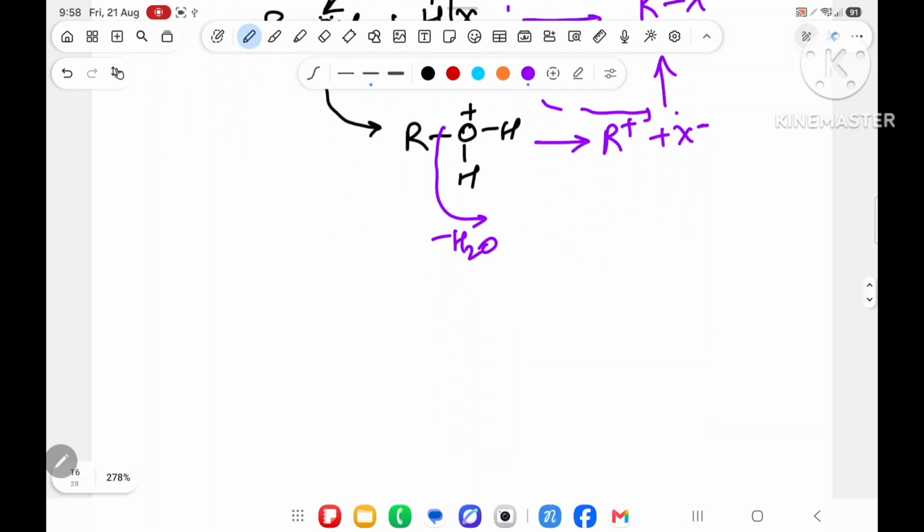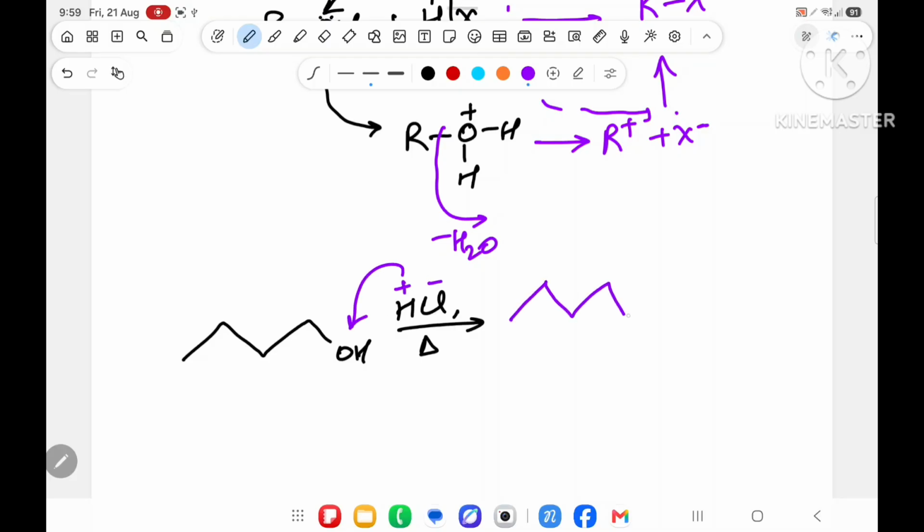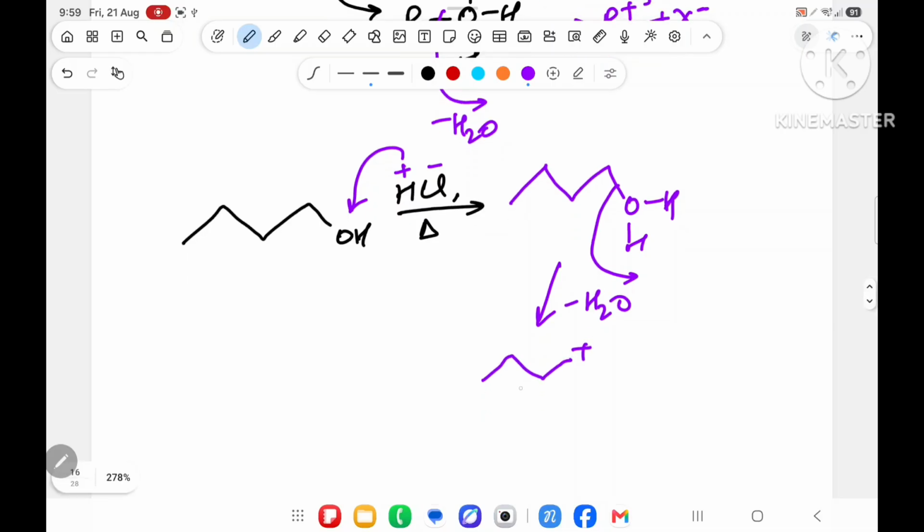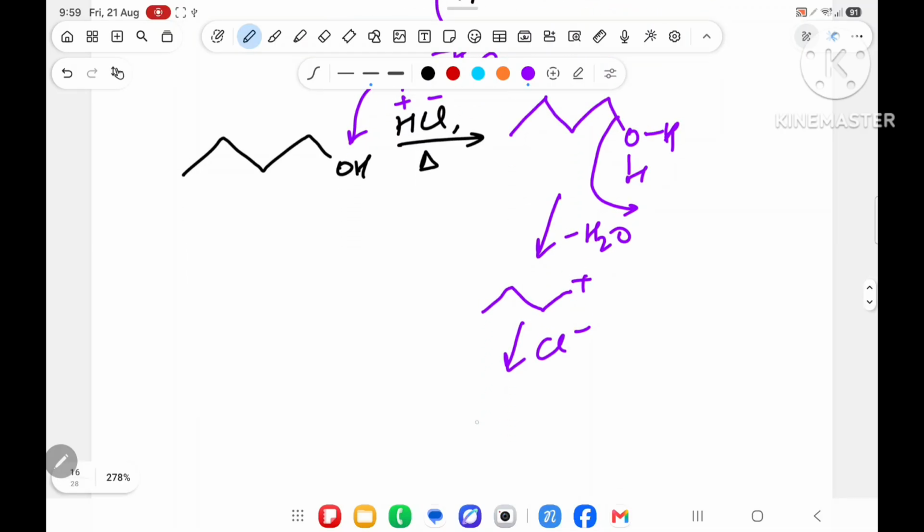Suppose I go with an example, not X: a four-carbon chain 1 2 3 4 with OH, and I am reacting this with HCl and a little bit of heat. What will happen? First of all, you will get H plus and Cl minus. H will attack the OH over here, giving OH and H. Water will go from here. After water goes, what will you get? A plus charge over here. On this plus, Cl minus will attack, and you will get the product, not this.